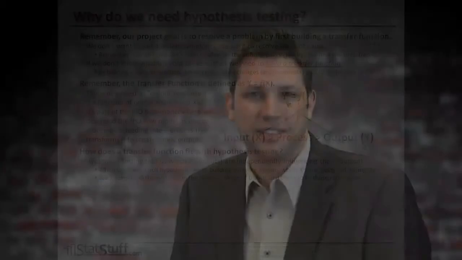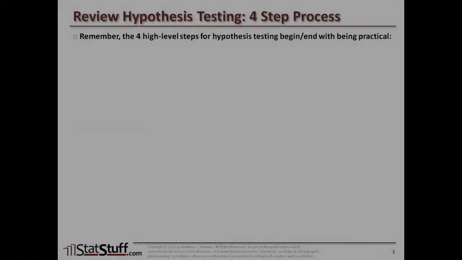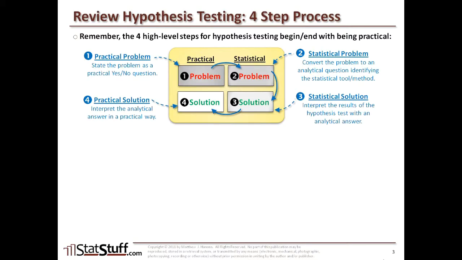Okay, now let's review again the various steps that we follow when doing hypothesis testing. At a high level, the steps begin with a four-step process, which starts with a practical problem. We're stating the problem as a yes or no question, and then we want to convert that problem into a statistical problem. That's going to help us to figure out which is the right statistical tool or method we're going to use to do the analysis. And then we apply that statistical tool or concept, and we interpret the results and come up with some analytical answer. And then from that, we would translate the analytical answer into some practical solution or some practical way of applying that so it would make sense to us.